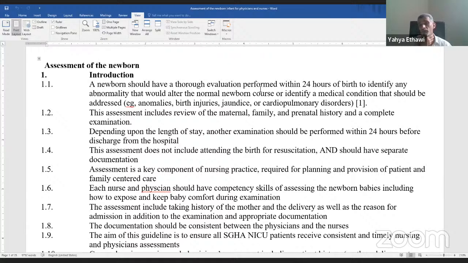Life-threatening malformation is a malformation that if you do not intervene within a short period of time, the life of the baby will be at risk. So you need to make sure when you do your examination to identify these abnormalities.